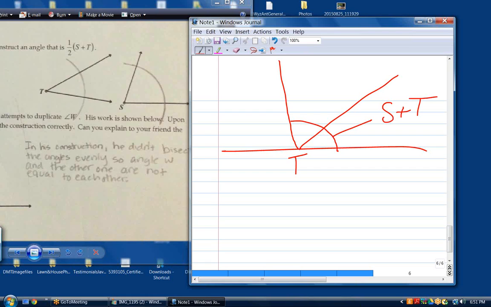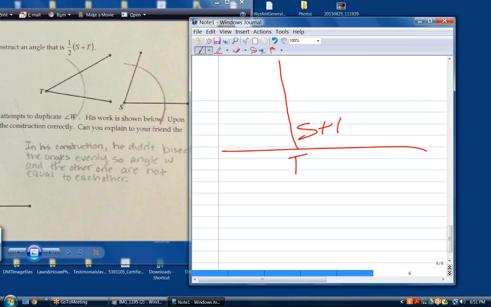In other words, this was angle T, and this was angle S. It's just that I used this as my horizontal line to construct S. So basically, we can just put angle T inside of angle S, and then find the halfway point between those. In other words, once I get to this point here, this is what I have. That's S plus T.